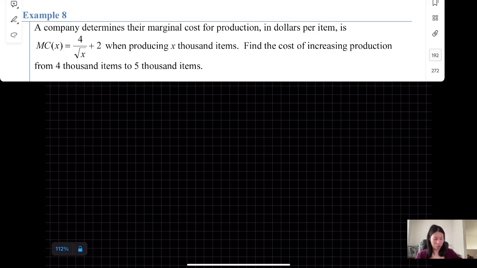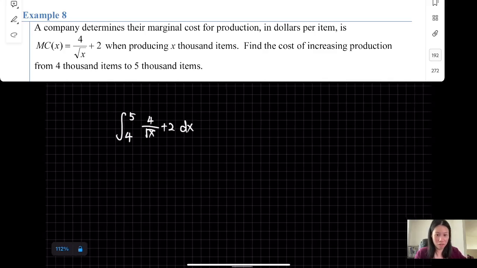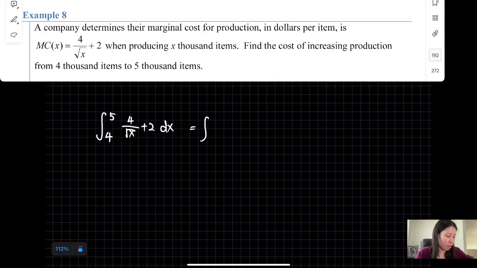So we know that if you want to find the cost from 4,000 to 5,000 items, that means you're looking at the area bounded by this function, which, when we're trying to find the antiderivative, I can rewrite this. Let me rewrite this. The integral from 4 to 5 of 4 times x to the negative 1/2 power plus 2 dx.